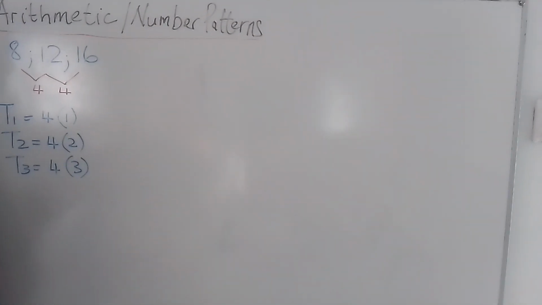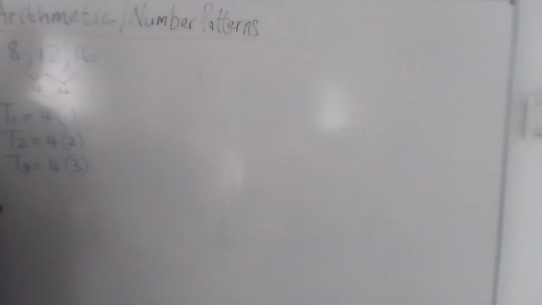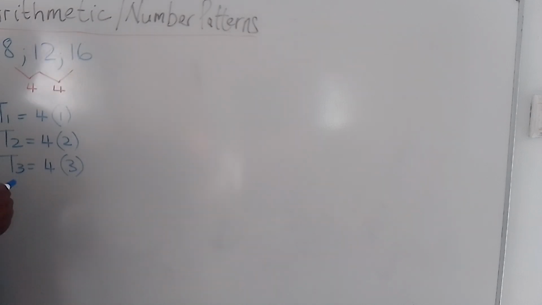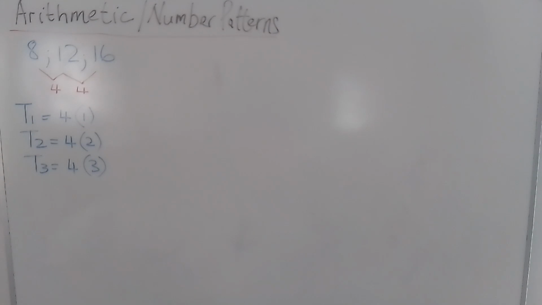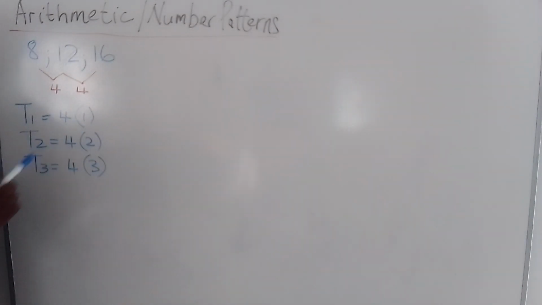So what do we have now? You know that brackets means to multiply? So in the first term we have 4 times 1. But we know that 4 times 1 is 4, and the first term is 8. So we're going to add another 4 to get to 8.